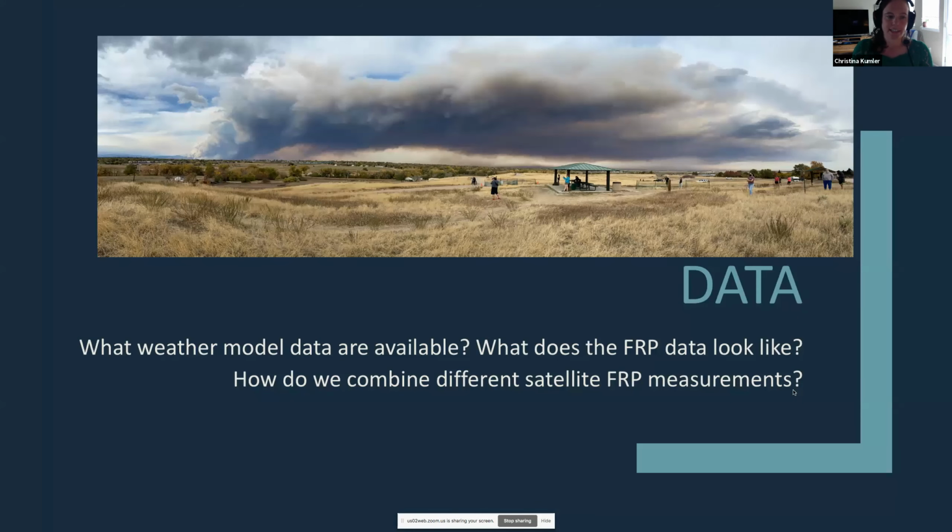So now we look at the data. What weather model data do we have available and do we want to use? What does the FRP data look like and do we need to clean any of it up? How do we combine different satellite FRP measurements? So as I said in the beginning of the talk, GOES has higher FRP magnitude measurements because it's at a lower resolution, while polar FRP tends to be at lower values, but there's a lot more of those lower values for the same area that a GOES satellite might cover.